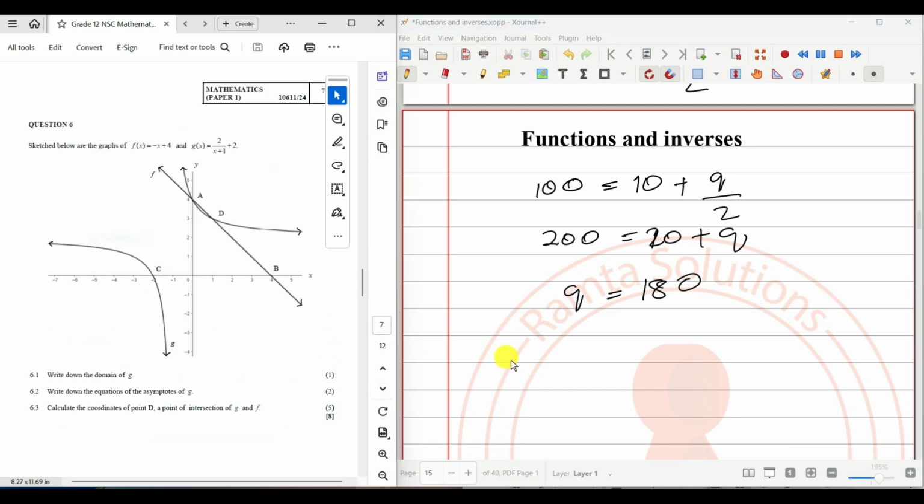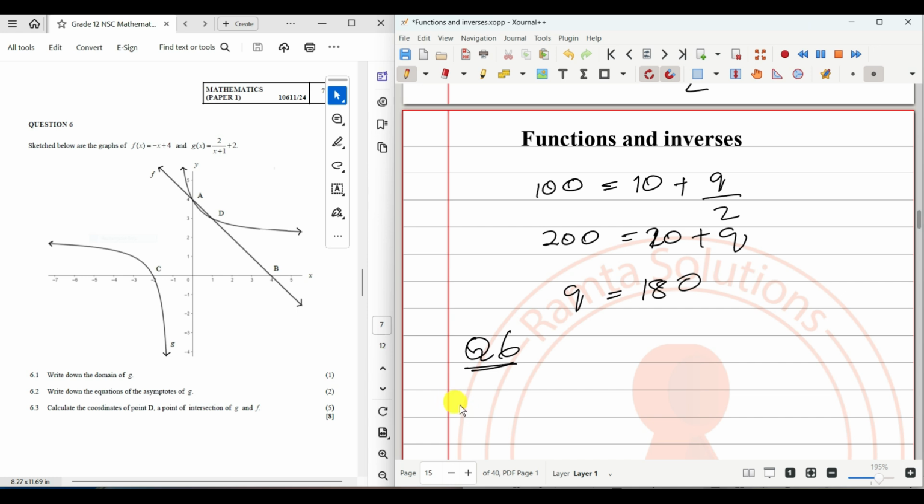Now let's go to question 6. In Afrikaans, what do they say? Vraag 6. In Sepedi, potšišo ya borataro. In Setswana, potso ya borataro.